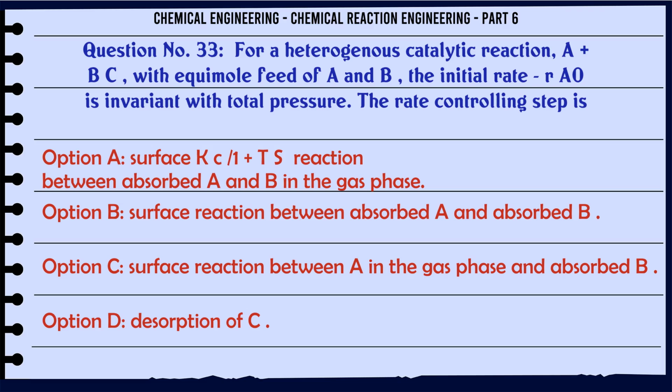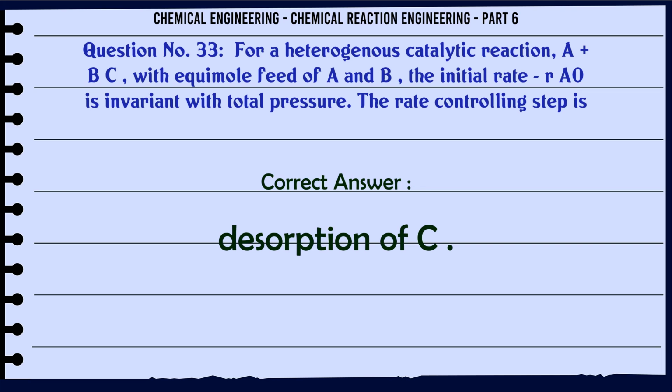For a heterogeneous catalytic reaction A + B → C with equimolal feed of A and B, the initial rate -rA0 is invariant with total pressure. The rate controlling step is A. Surface reaction between adsorbed A and B in the gas phase. B. Surface reaction between adsorbed A and adsorbed B. C. Surface reaction between A in the gas phase and adsorbed B. D. Desorption of C. The correct answer is desorption of C.